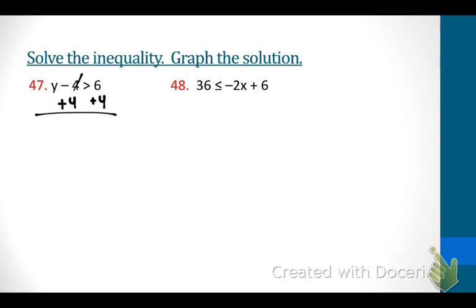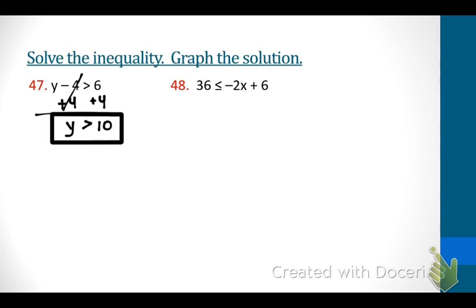Okay, on the left side, this cancels out. What am I left with on the left? Oh yeah, you're left with y on the left side. Then you're going to go ahead and drop down your symbol, and as he said, 10. So this is our correct answer. Am I finished?